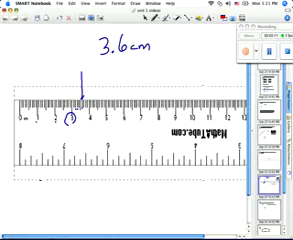One more example. Let's say we stopped right here. This would be 6, and we are 1, 2 lines past, so this is 6 2/10, or 6.2 centimeters.